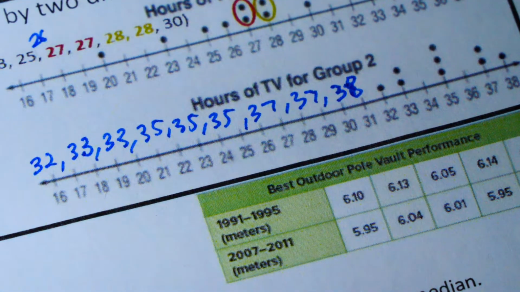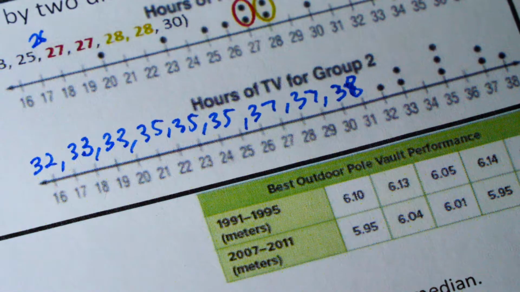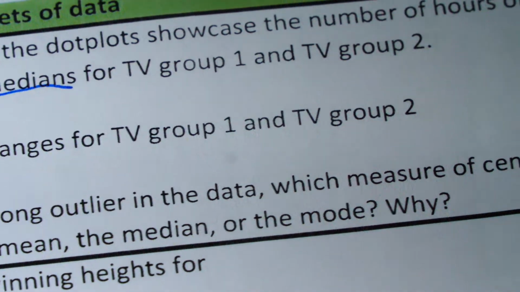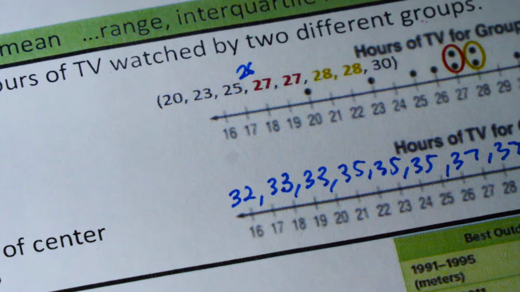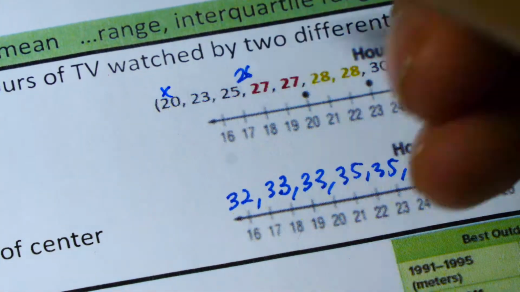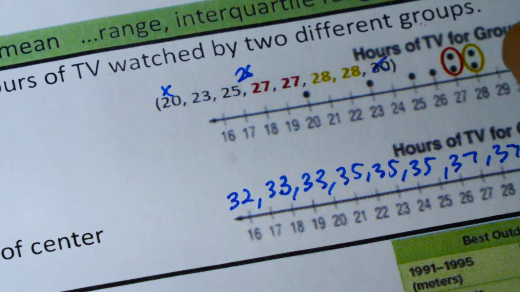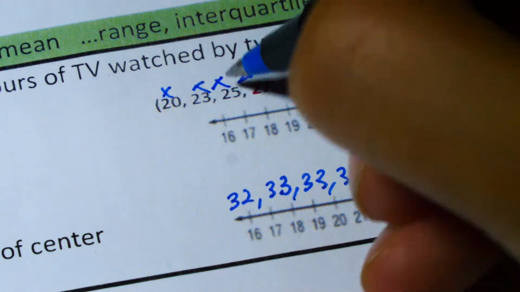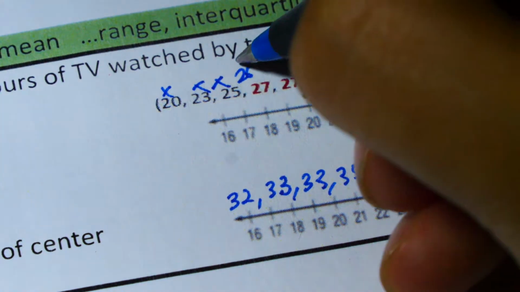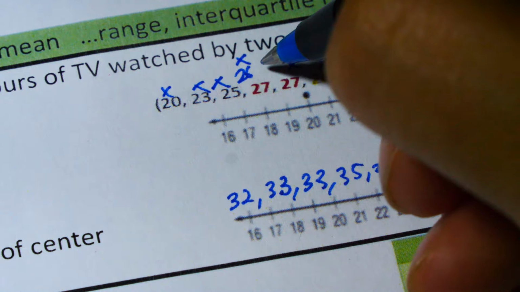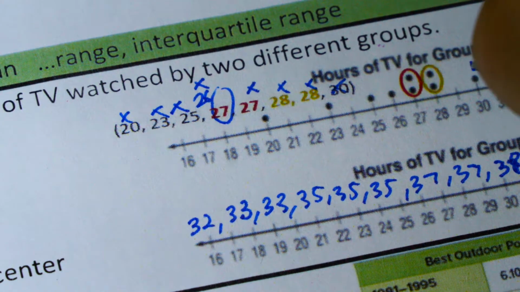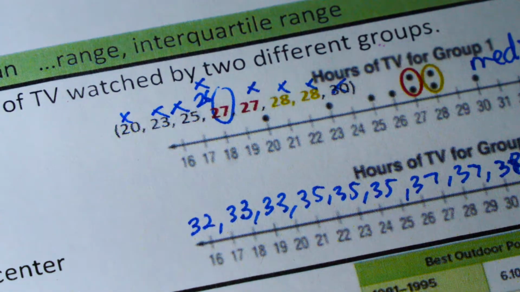Okay, so now we have to find the medians. The median means middle, median, middle. Okay, so let's cross off the numbers here and here, here and here. 25, 28, 26, 27. So the middle number here is 27. Median equals 27.